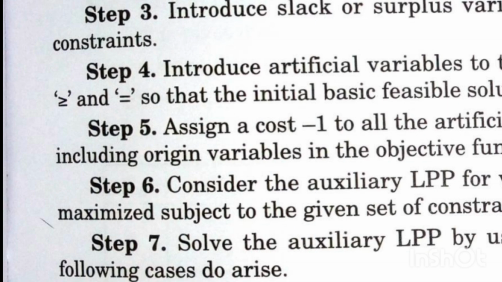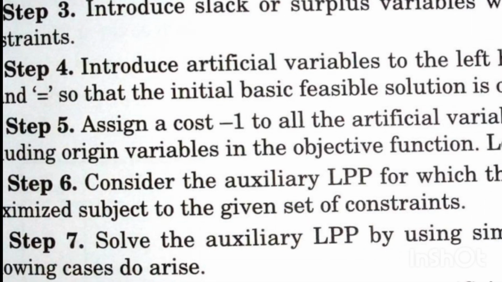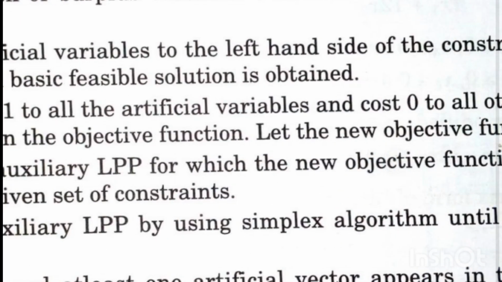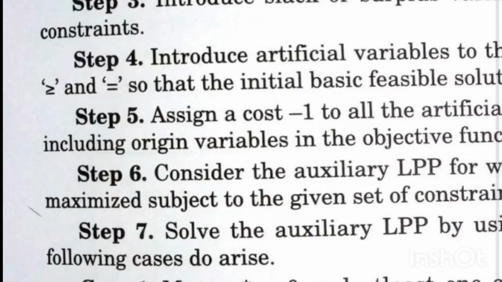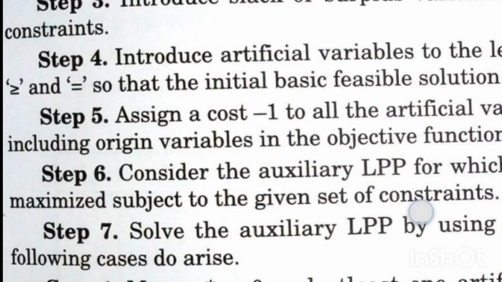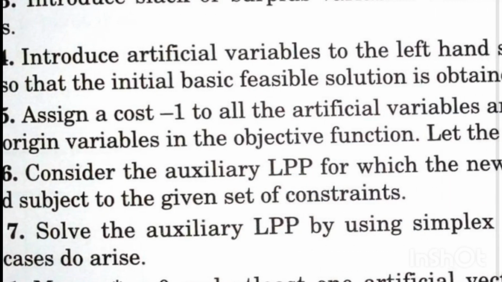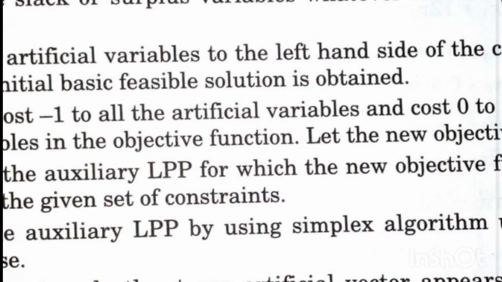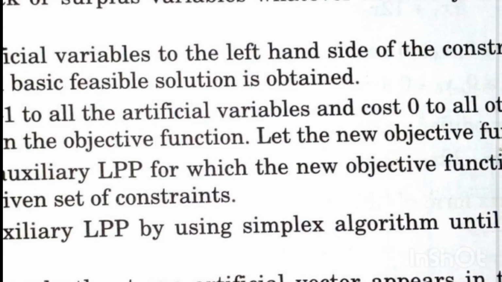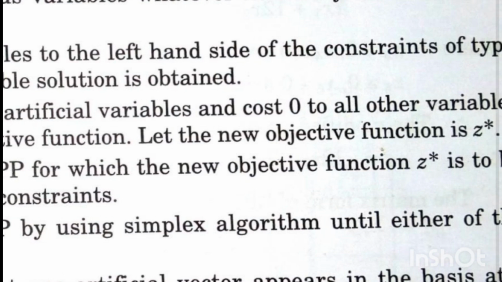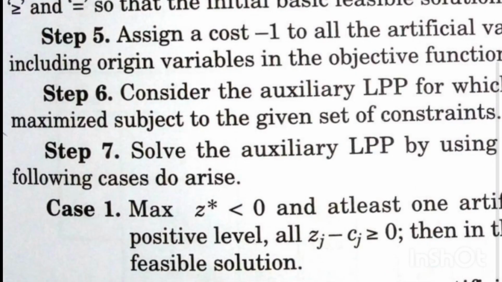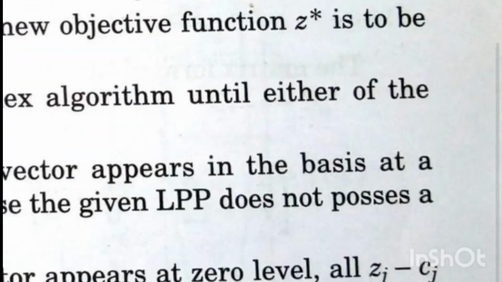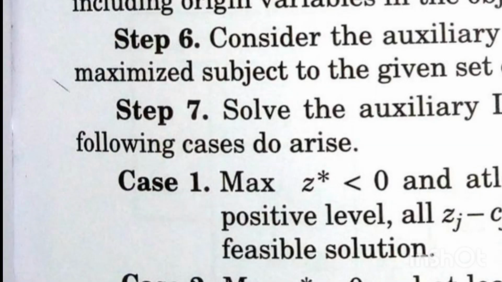Max z star is less than 0 and at least one artificial variable appears in the basis at a positive level, so all zj minus cj's are greater than or equals to 0. Then in this case the given LPP does not possess any feasible solution.